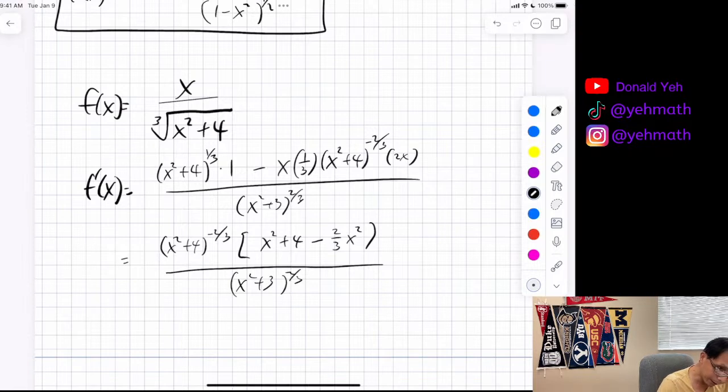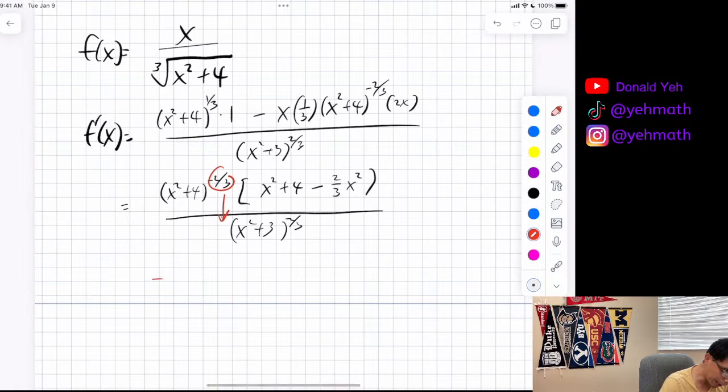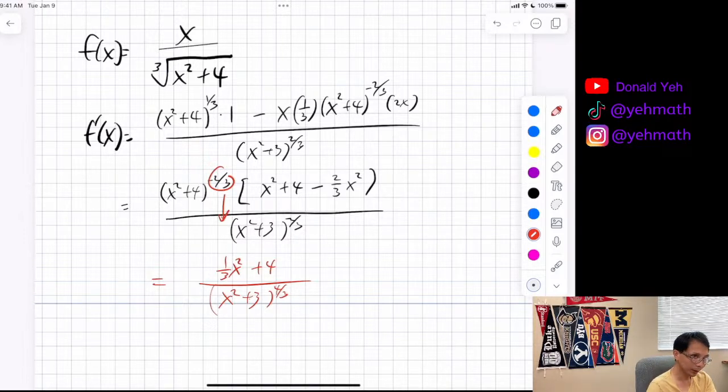Now this, you can move down, so it becomes positive. So it'll be x squared plus 3 to the 4/3, and that is going to be 1/3 x squared plus 4. Does that make sense? Now I'll just multiply the top and bottom by 3 to get rid of that complex fraction.